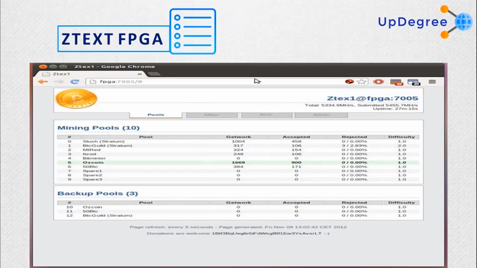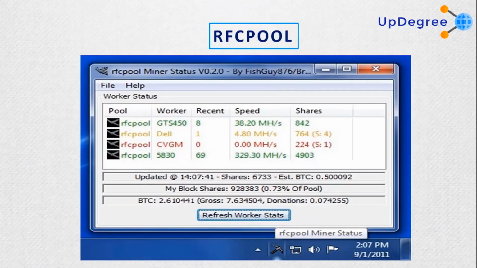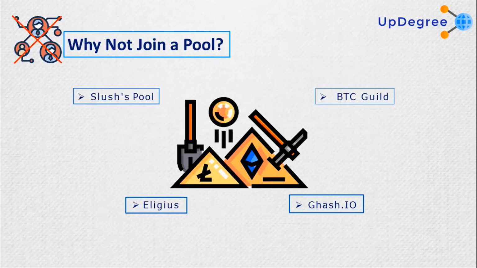And this is ZTX FPGA. This is some of the local that I have downloaded. GUI Miner, this is one of the software that you can use. RFC Pool, this is one where you can join yourself to learn and you can make some Bitcoin money. So I'm introducing why not join a pool?